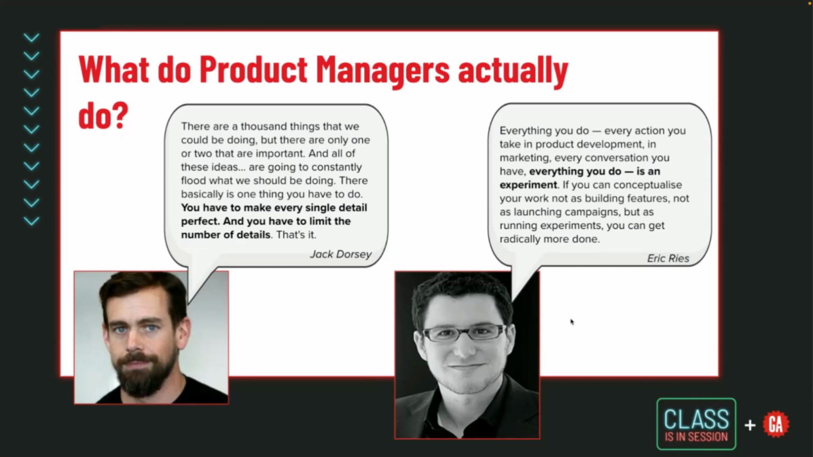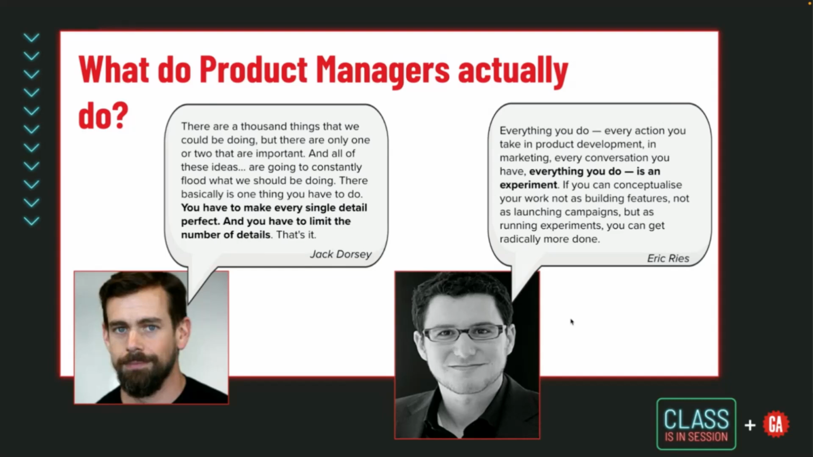There are 1,000 things that we could be doing, but there are only one or two that are important. And all of these ideas are going to constantly flood what we should be doing. The point here is that I think Steve Jobs was the one that said prioritizing isn't saying yes to the good idea and no to all of the bad ideas. It's saying yes to a good idea and no to 1,000 other good ideas. Because ideas are everywhere, but actually building the right thing and pursuing the right line that is exactly right for our users' particular needs and requirements, based on the nuances of their outlook on life and their expectations, is difficult, right?